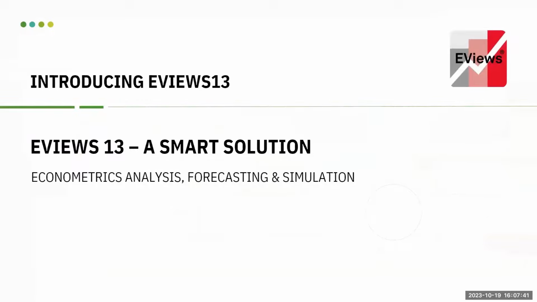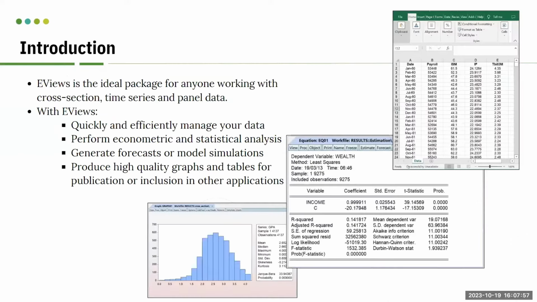Now, let me start with the introduction of EViews. Now, EViews is a smart solution for econometric analysis, forecasting, and simulation. It is an ideal package for anyone who is working with cross-sectional data, time series data, or panel data. With EViews, you can quickly and efficiently manage your data. You can perform econometric and statistical analysis with the help of EViews. You can generate forecasts or model simulations. Also, you can produce high-quality graphs and tables for publication or inclusion in other applications, because you can copy it on your clipboard and paste in your Word file or in Excel also. The results can also be saved in this format.